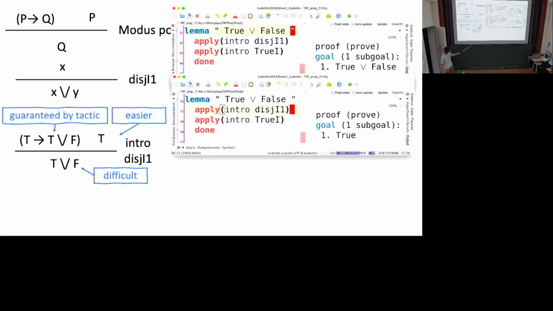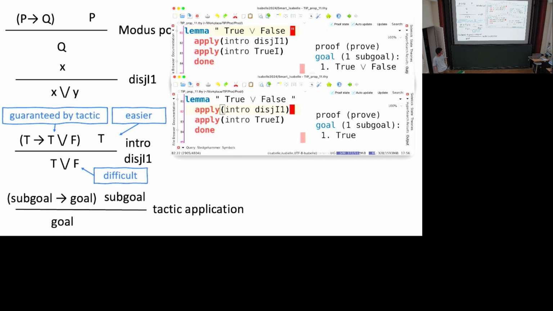Okay, and what about this implication? The implication part was taken care of by the tactic internally inside Isabelle. So when the tactic transformed this proof obligation to this proof obligation, inside Isabelle, the tactic guaranteed this part. So superficially, it looks like the transformation from here to there.